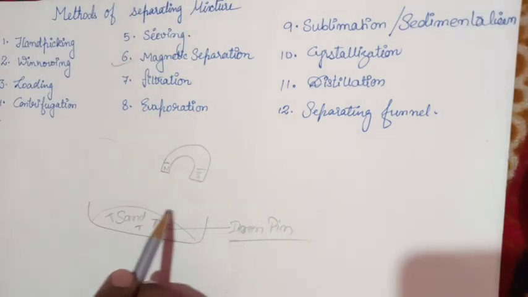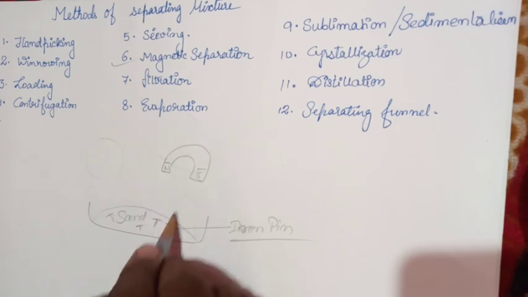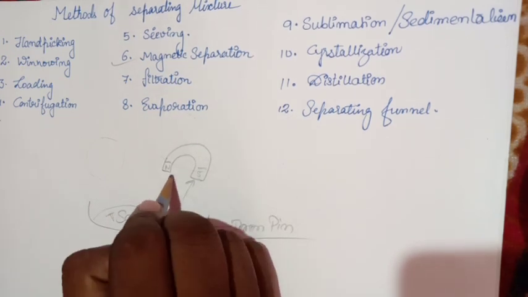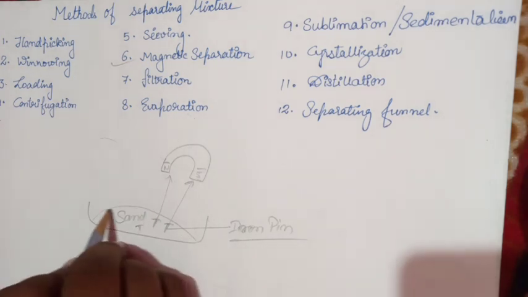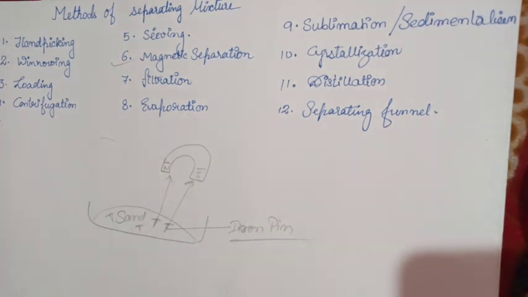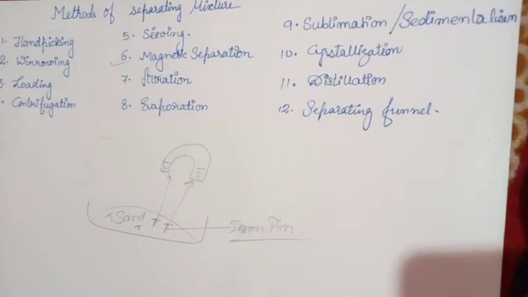This magnet, when put near the sand, will attract all the iron particles, and the sand will be left over. This is done by the principle of separating the magnetic substance and the non-magnetic substance. This full process is known as magnetic separation.